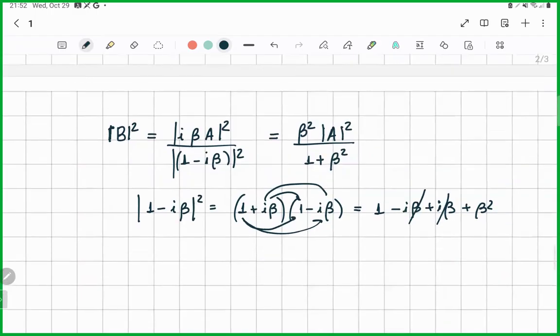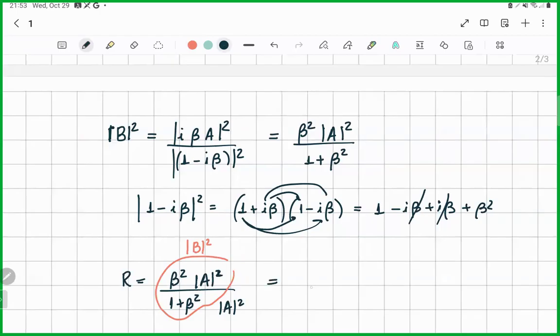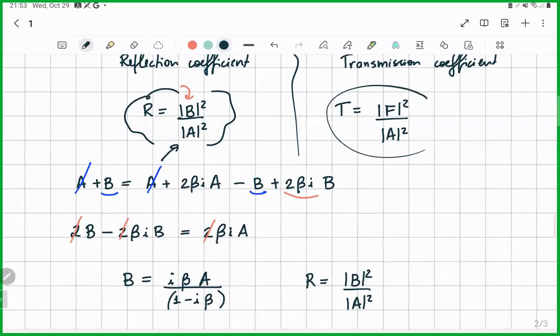Okay, so then I come back to our reflection coefficient. I'm going to write what this B, absolute value square of B, is: beta square, absolute value square of A, over 1 plus beta square. This whole thing here is the absolute value of B square, but remember there was an A square. So we got this. Okay, so this is our reflection coefficient. Very good. Now let's move to our transmission coefficient. The transmission coefficient is this.